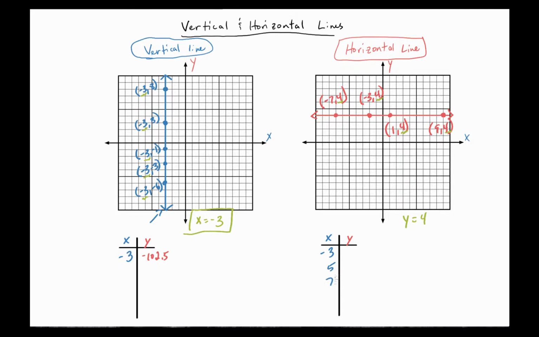-3, 5, 7, 102.5, and for all of these, y will simply be 4. What I always say is, if you're not sure if a line should be horizontal or vertical, then draw it one way or the other. Once you've done that, verify that x or y is not changing and that your equation syncs up with your graph.